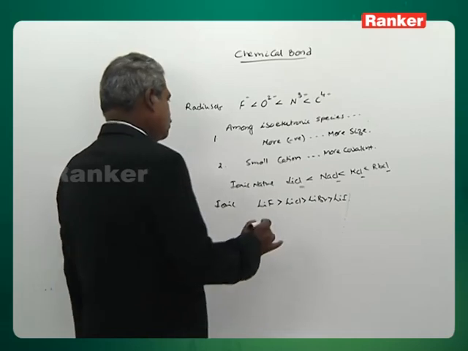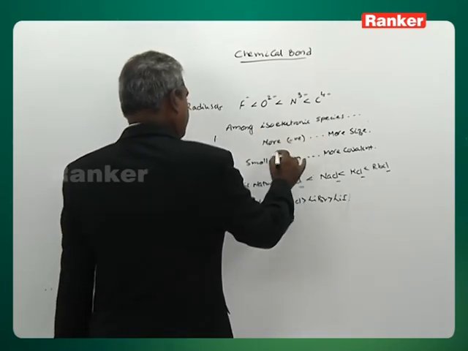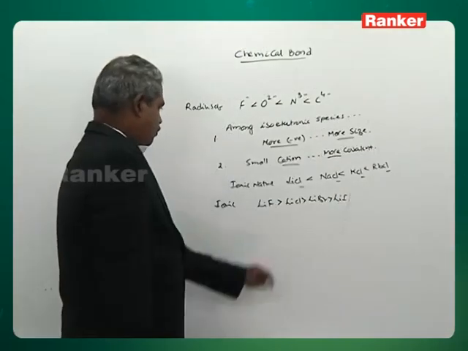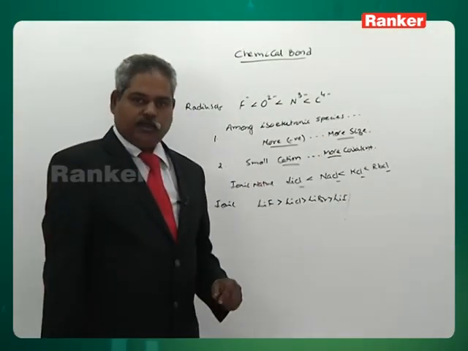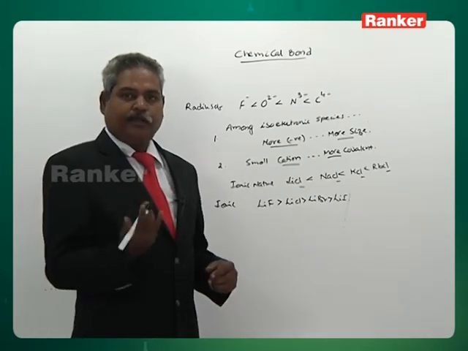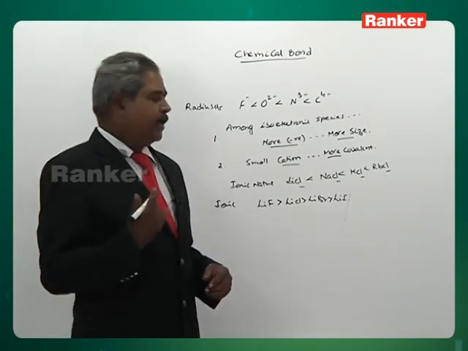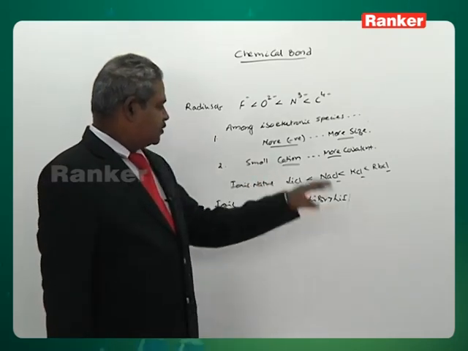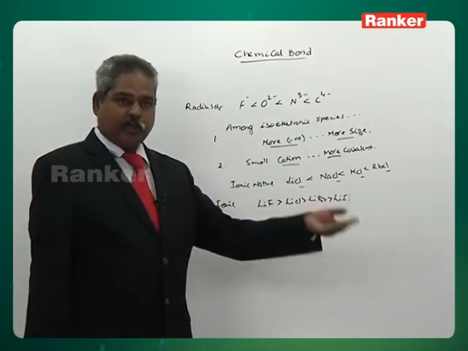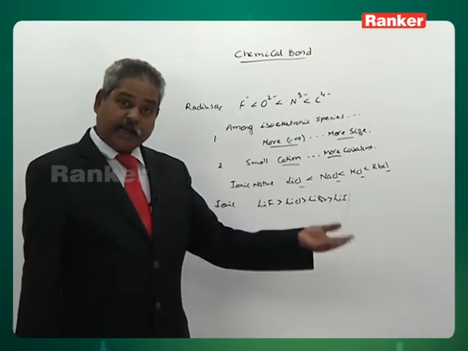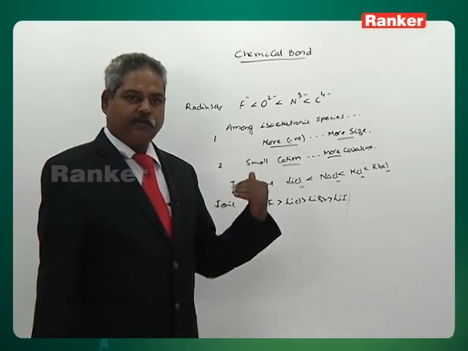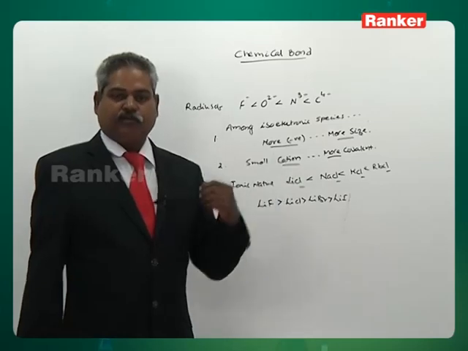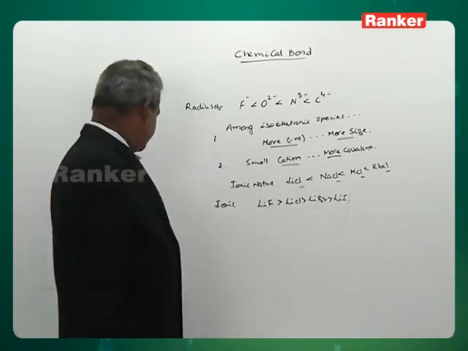So, just use these two principles: among isoelectronic species, more negative, more size; small cation, more covalent. Of course, this is called Fajan's rule. The name is not necessary. The application of the principle is necessary. Li plus gives and takes it back, and claiming the charge back is called polarizing power. That polarizing power is once again an indication of covalent nature.